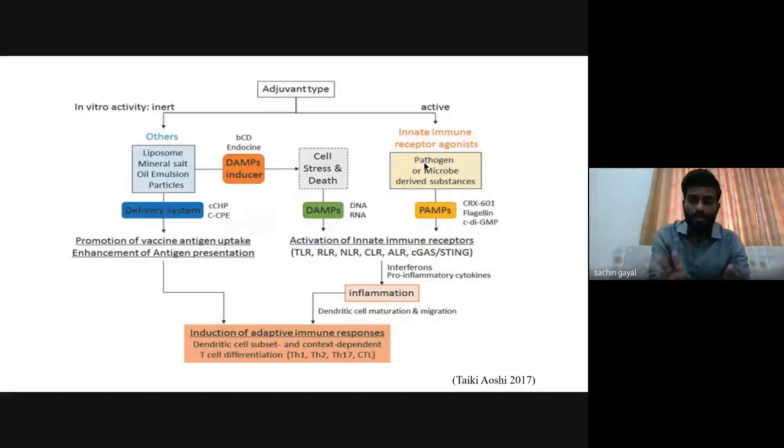As you can see in this picture, there is the initiation of two pathways, that is the DAMP pathway and PAMP pathway. After initiation of that, there is activation of innate immune receptors, which results in the formation of chemokines. Chemokines activate the dendritic cells, and maturation of the dendritic cell results in the induction of adaptive immune response. Then we can see in this delivery system, there is promotion of vaccine uptake, as well as enhancement of antigen presentation to the TH cells, which results in the induction of adaptive immune responses.